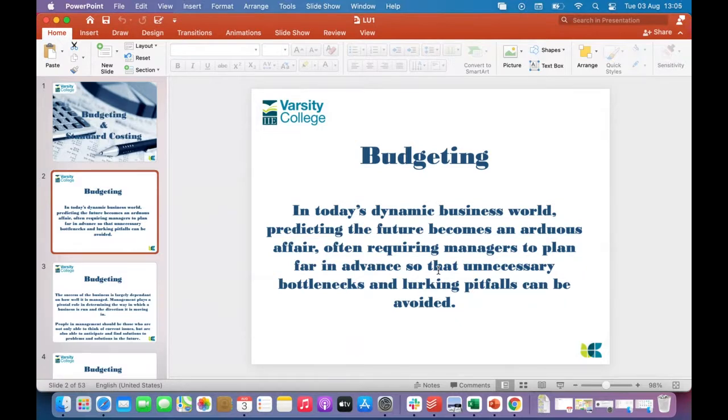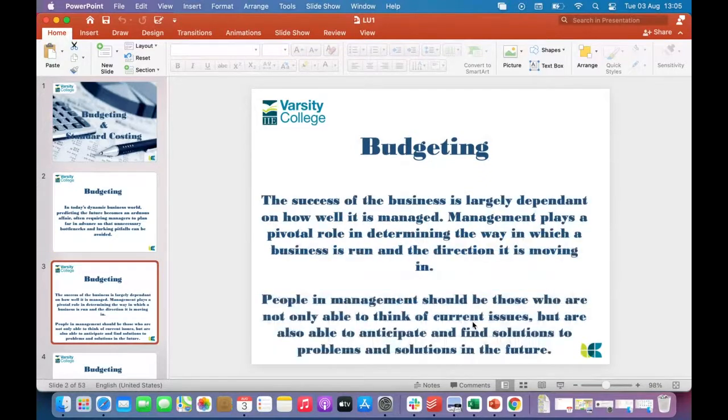Budgets in today's dynamic world, predicting the future becomes an audacious affair, often requiring managers to plan far in advance so that unnecessary bottlenecks and lurking pitfalls can be avoided. So what are they talking about? Budgets. As much as we're trying to predict the future, it's not easy, but we still need to do it. Why? Because we want to avoid any pitfalls or unnecessary bottlenecks, things that slow down the process of our business.